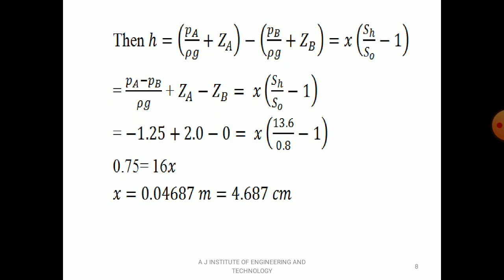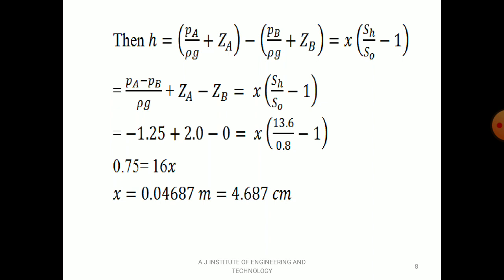So that is case 3: PA by rho g plus ZA minus PB divided by rho g plus ZB equal to x into SH divided by SO minus 1. Why case 3? Because the specific gravity of the manometric fluid is greater than the specific gravity of the flowing fluid. So that is 13.6 is greater than 0.8.